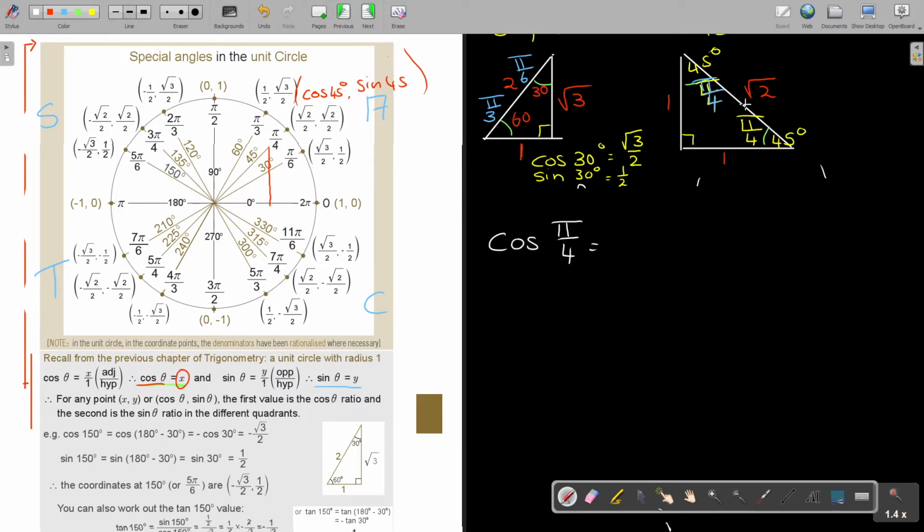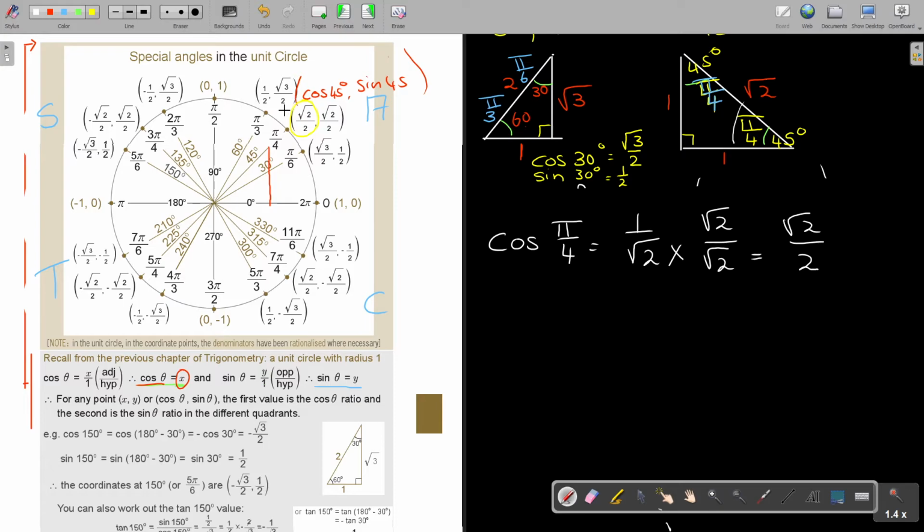So cos, doesn't matter if I stand here or there, this is going to be the same. So cos is going to be adjacent over hypotenuse. So it's 1 over square root 2. In this diagram, because we work in further mathematics, we always rationalize the denominator if there's a square root in the denominator. So we will do it like this, and that's square root 2, and then square root 2 times square root 2 is 2. Okay, let's just check. Do you see?